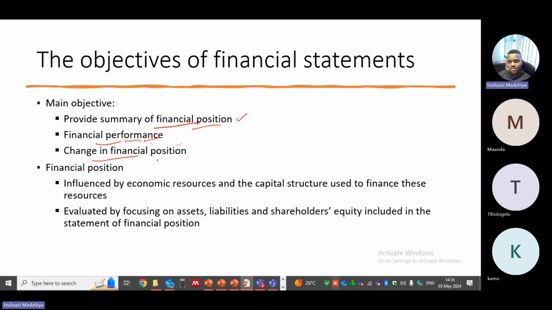Changes in financial position as well. The changes in financial position is similar to financial performance, which is the income statement. It only shows us detail for one financial period, to say that from the last period to the current, these have been the changes in the financial position. This is how much cash went in, this is how much cash went out, and therefore at the end, this is how much cash was left available during this financial period. So it indicates how we changed from last year's financial position to this year's position.